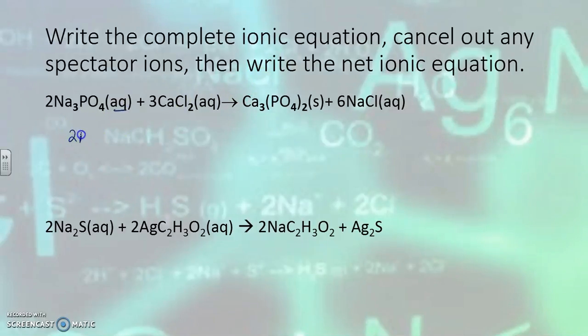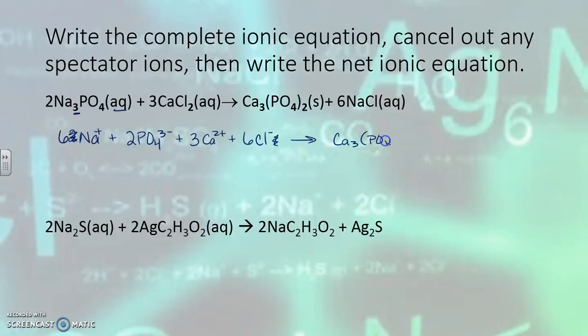Break that apart. So we have 2. Oh, no, we don't have just 2. We have how many? We have 6. 6 sodium ions plus 2 phosphate ions plus 3 calcium ions plus 6 chloride ions. Oops. And then that produces calcium phosphate.